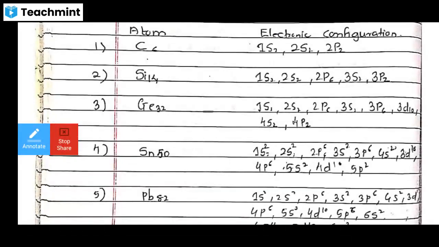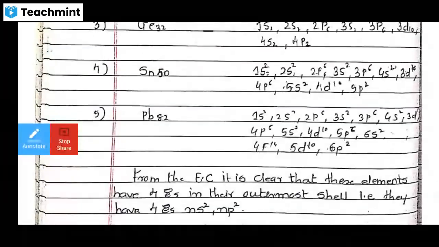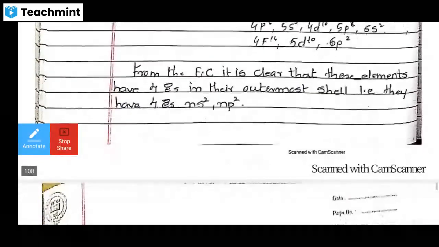Silicon has 3s2, 3p2 valence electronic configuration. Germanium has the same valence electronic configuration, that is 4s2 and 4p2. Tin also has the same valence electronic configuration, that is 5s2 and 5p2, and lead has the same electronic configuration as the family, that is 6s2 and 6p2. So these are the electronic configurations. Try to write this electronic configuration at your home. Okay, if you have difficulty, then ask me.